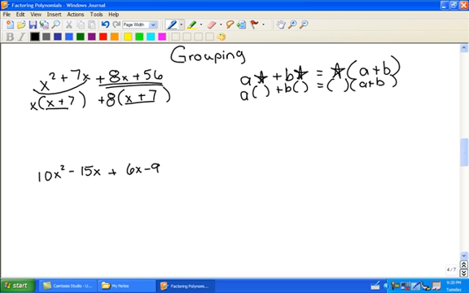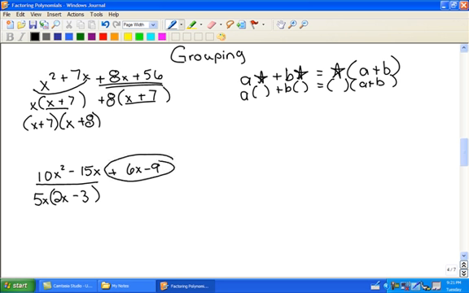Notice the x plus 7 matches, so we can take the x plus 7, pull it out, and that's going to leave us with the x plus the 8. One more time by grouping, look at 10x squared minus 15x. Notice that both of those terms have a 5 in common, and they also have an x. If we pull out a 5x, what's going to be left is 2x, because 5x times 2x is 10x squared, and 5x times negative 3 is going to give me a negative 15x.